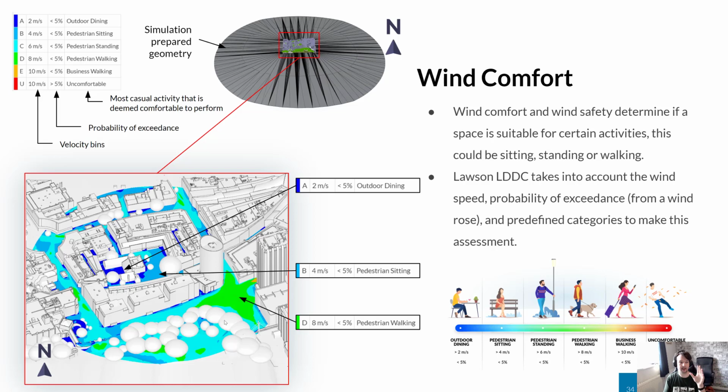And on the left hand side there is a more detailed explanation of the legends that I briefly described. So not only have we got the colours that it represents, the categories that it represents, and also the most casual activities that is deemed comfortable, we've also got the wind speed bins that we're using to actually decide what's comfortable, and the probability of it exceeding. And this is straight from the standards which we use for these comfort criteria.